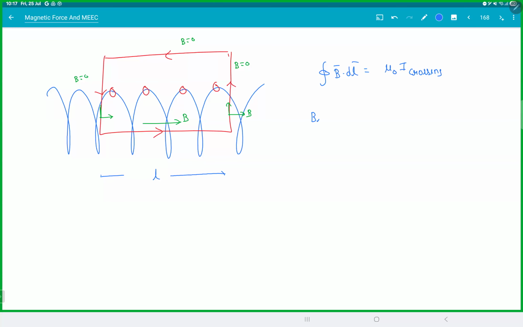So this will be B into L because only this length will have B dot dl. This will be mu naught. The total number of turns are N into small l, equal to I. L cancels, we get B is equal to mu naught n I. Can you see? The result comes out pretty neatly.